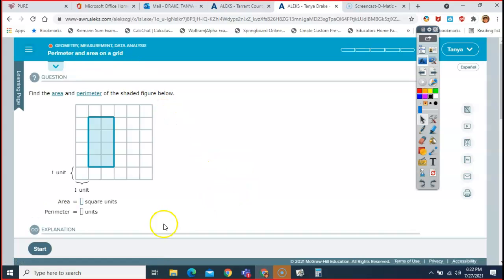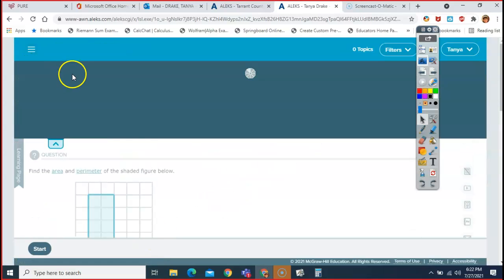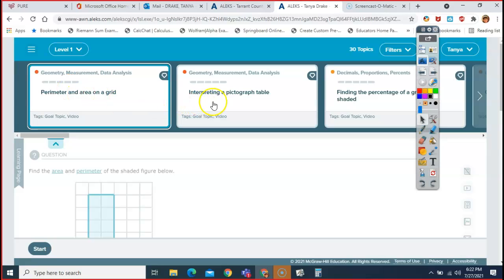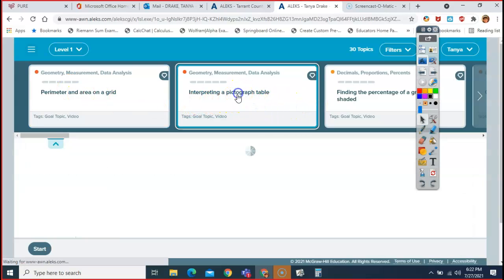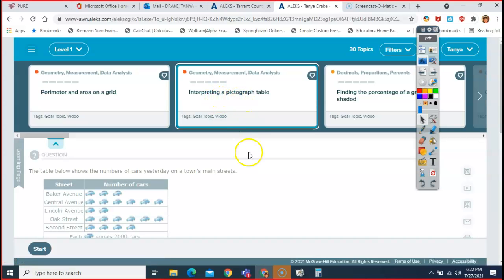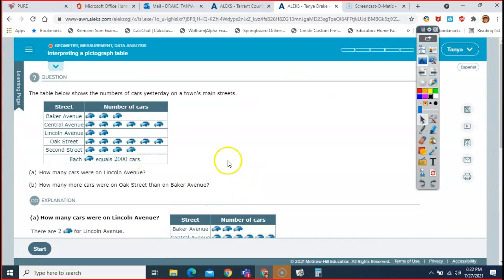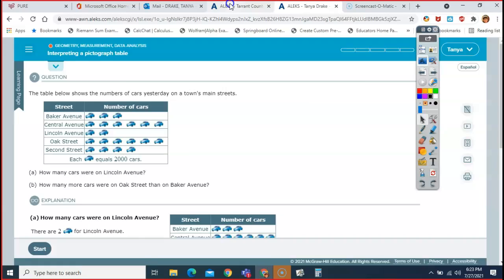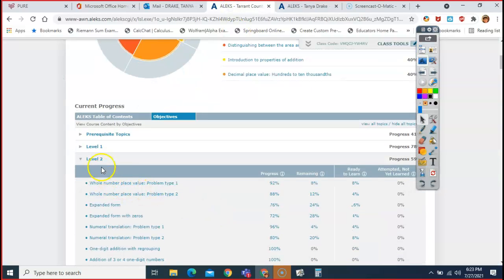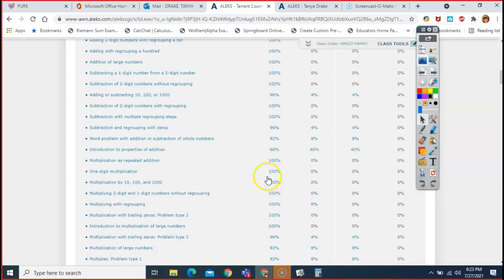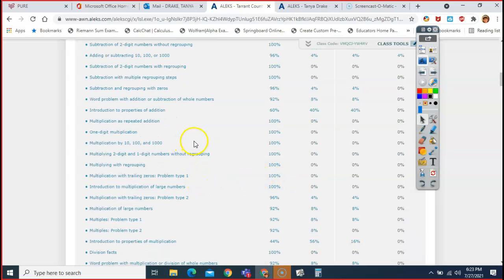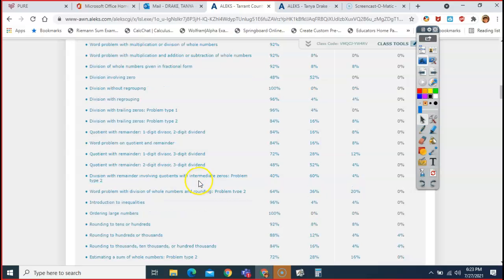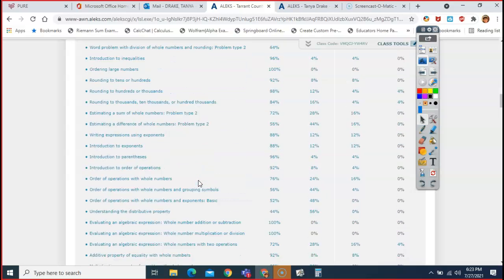Perimeter area on a grid. We know this already. I'm gonna pass that. What is this? Interpreting a pictograph. Oh, what about this? Have you encountered this? Yes, I've done that one already. But you're okay with it? Yes, ma'am. Okay. All right. Well, then I'm going to go. You said it was in level 2, and it was. I know exactly what that is. Determining those vertical lines. Yes.